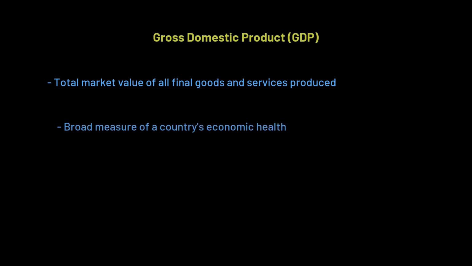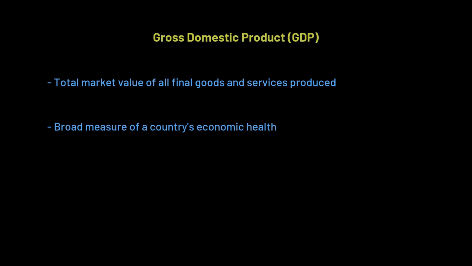First is Gross Domestic Product. Gross Domestic Product, or GDP, represents the total market value of all final goods and services produced within a country. It is calculated over a specific period, usually annually or quarterly. GDP acts as a broad measure of a country's economic health.